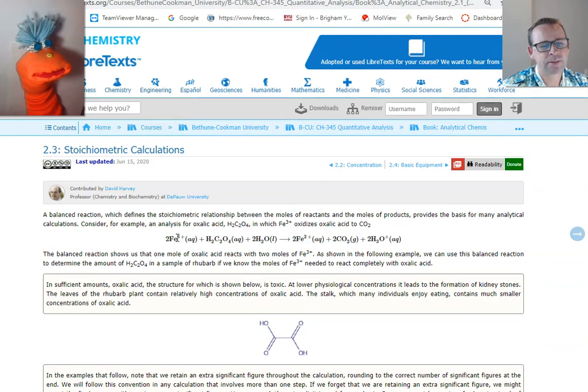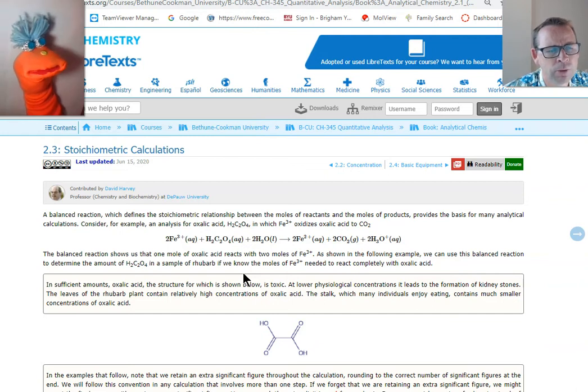In this specific example here, it talks about oxalic acid being in rhubarb. Have you ever heard of rhubarb? Nope, can't say that I have. It's like a celery, but it's a little bit redder and has lots of green leaves, but it contains a lot of this oxalic acid. Do you know anything more about oxalic acid?